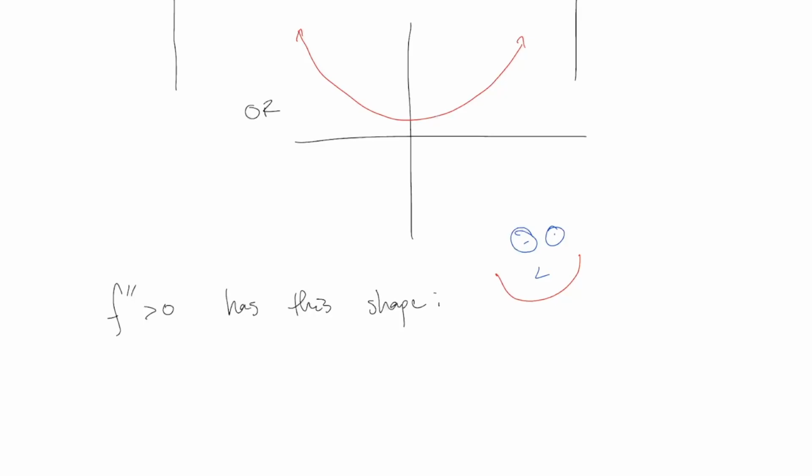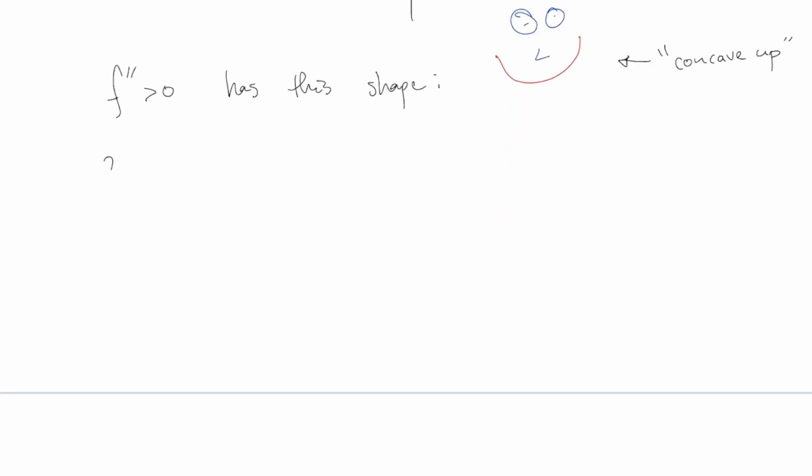The official name of this shape is not smiley. It is referred to as concave up. That means it has this sort of U shape or smiley shape. That is technically referred to as concave up, but I usually just do this with my hand or think of the smiley. So that's what f double prime being positive looks like on a graph, and I should just say the other way around. F double prime being negative has the frowny shape.